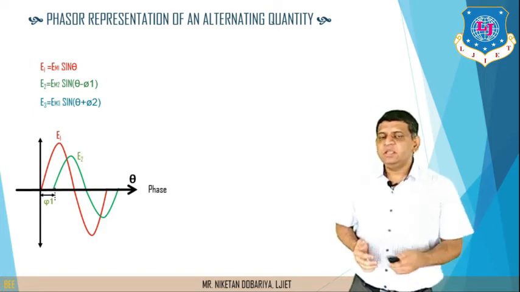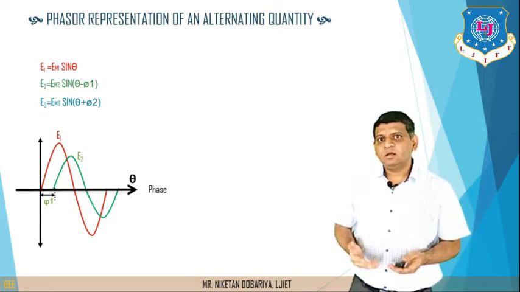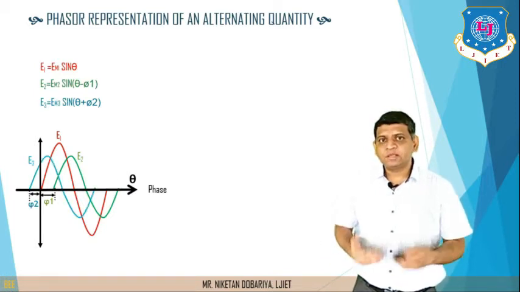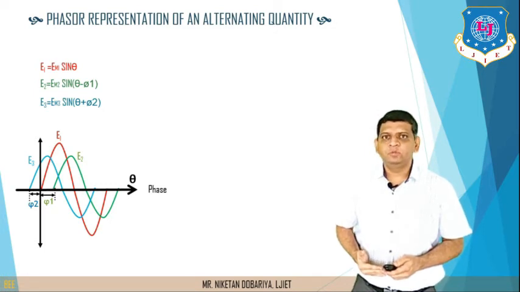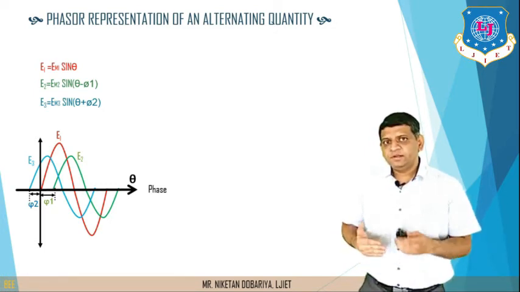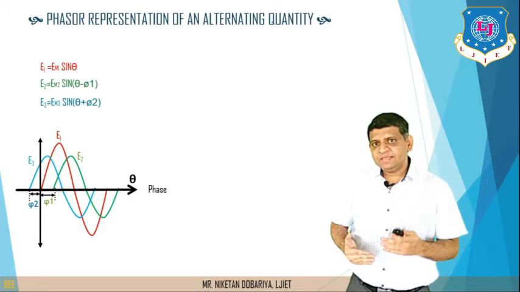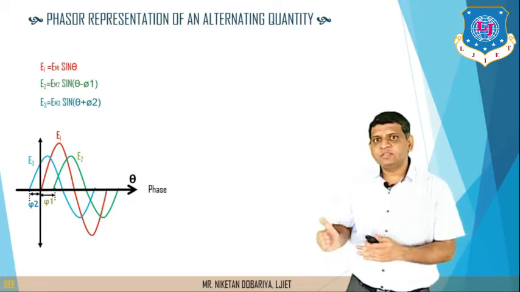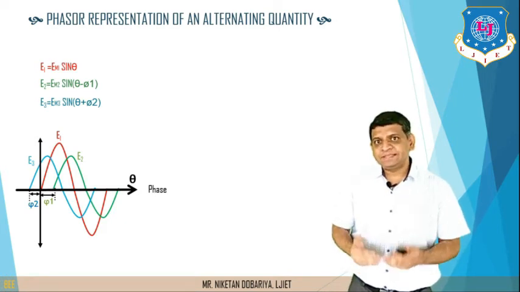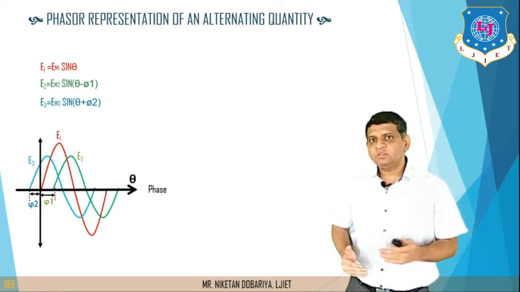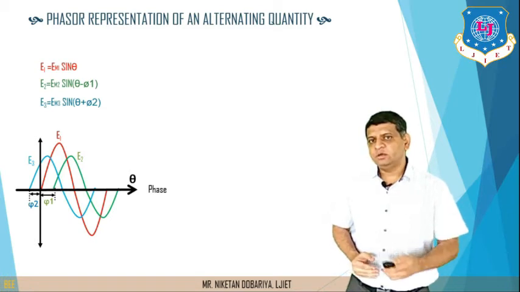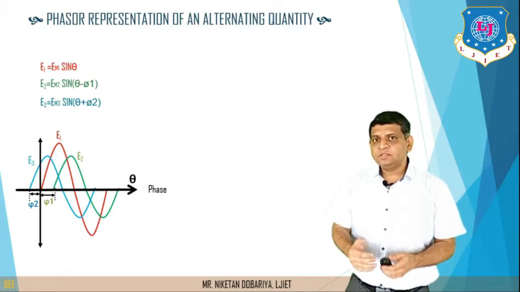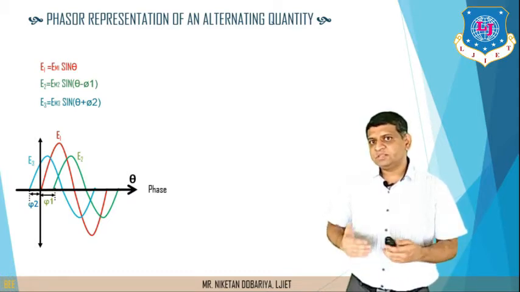In the same way, E3 starts early, before the angle 0, at the angle phi 2. So I can say here E2 is lagging by angle phi 1 with respect to the reference, and E3 is leading by angle phi 2 with respect to angle 0. Right, so here my reference signal e1 equal to Em1 sine theta is at plus or minus angle 0. So this is what my reference is.